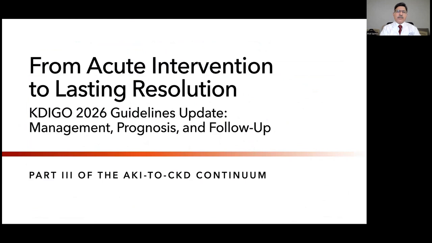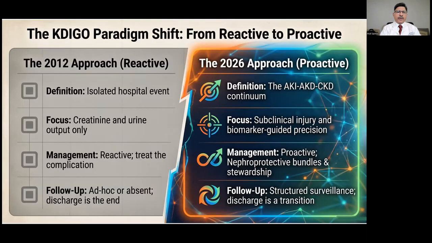Now, what are the treatments we have? KDIGO 26 guidelines and update: management, prognosis, and follow-up. It is a continuum. Previously, in 2012, it was an isolated hospital event: creatinine and urea elevated, urine output decreased, reactive treatment of the complication, follow-up ad hoc or absent, usually not done. Today, AKI, AKD, CKD is a continuum.